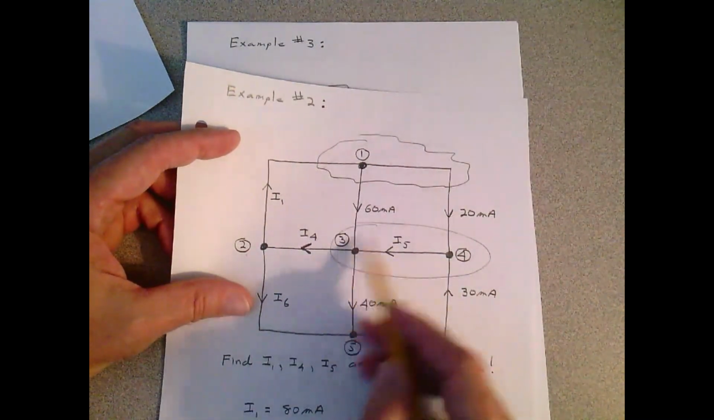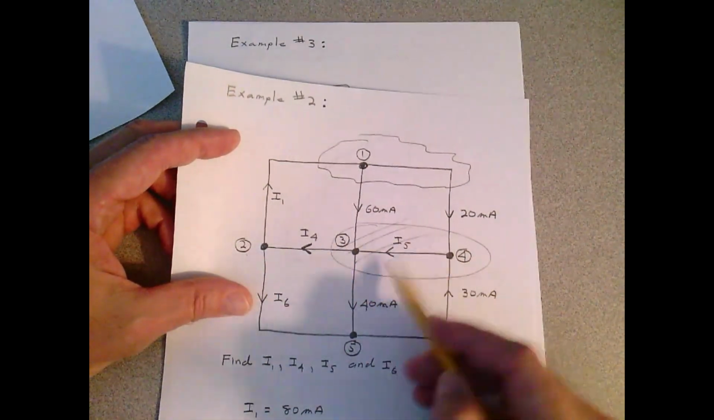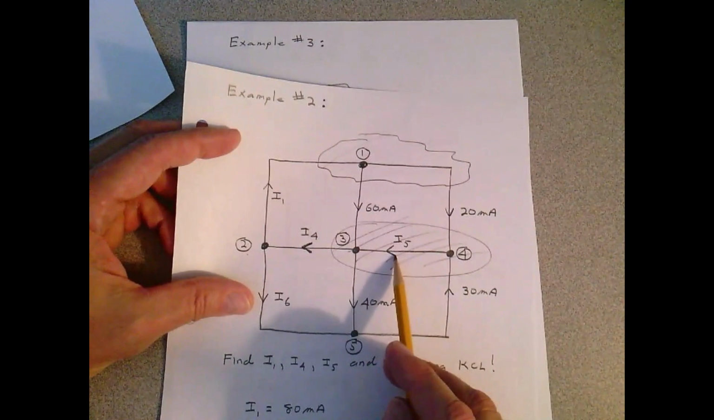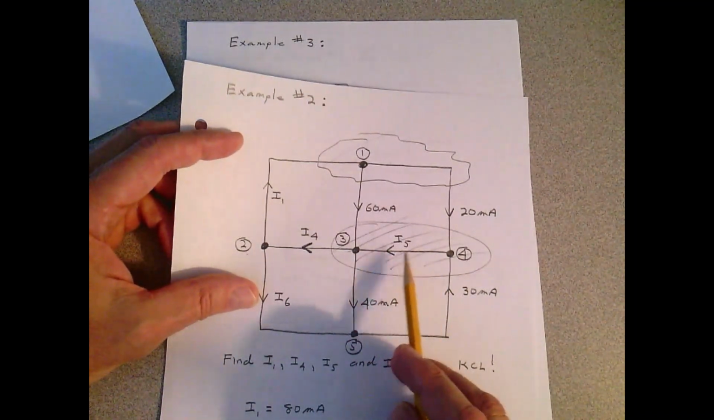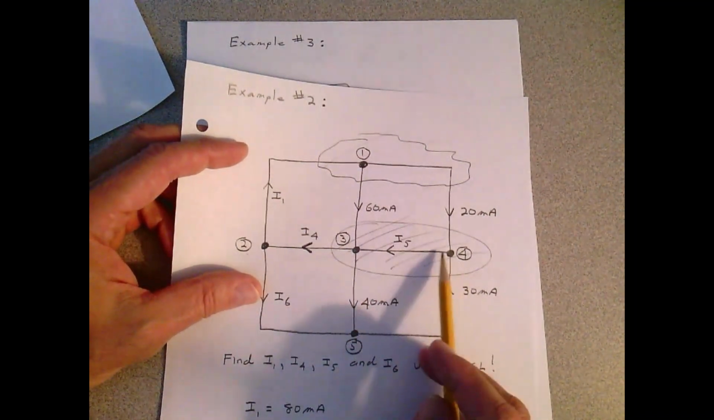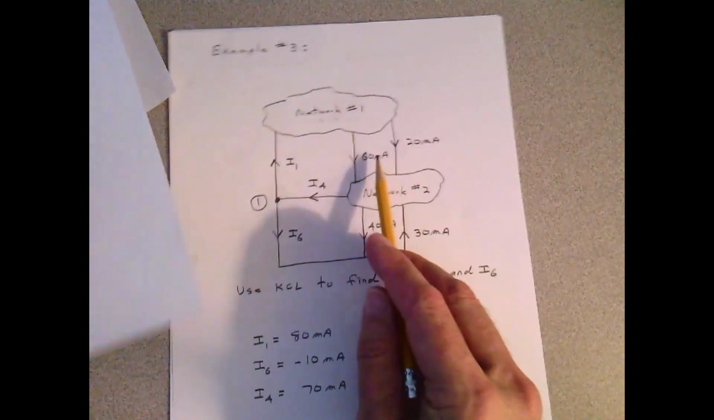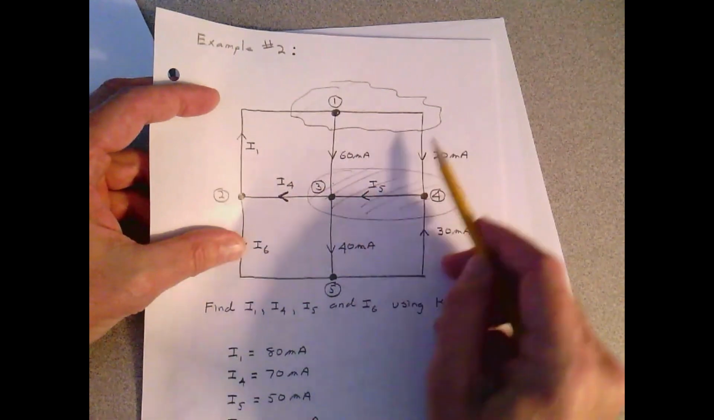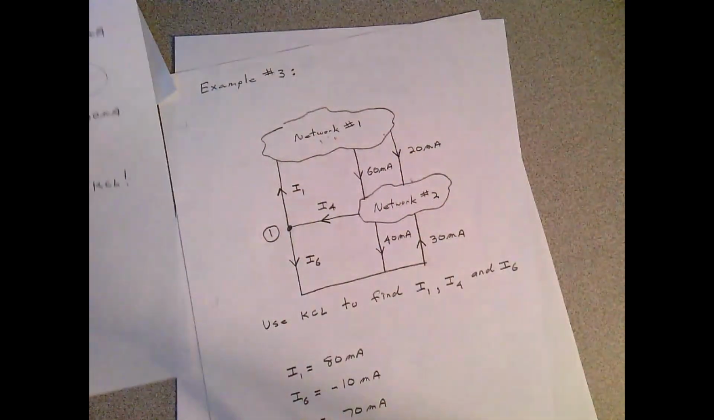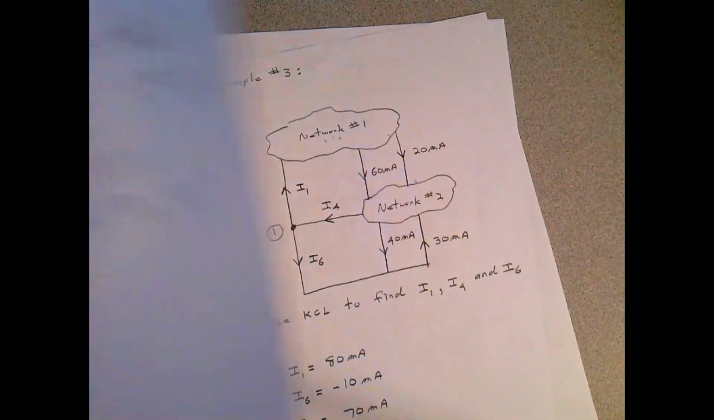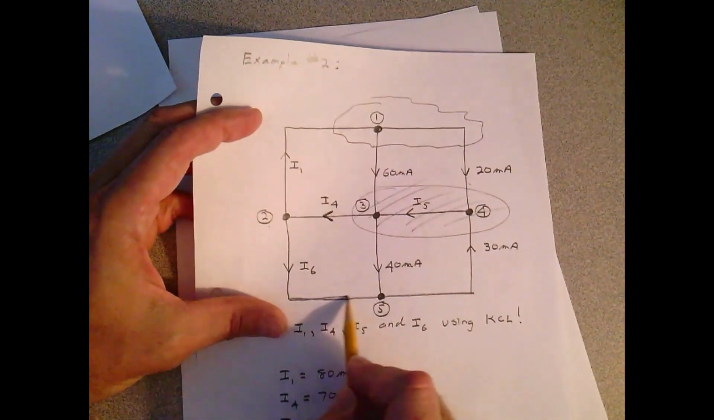It could be a lot of things in this area, not just the resistors here. It could be transistors, resistors, diodes, or capacitors. But I'm going to put that all in network 2. And then I have my 60 milliamps going between the networks and my 20 milliamps going between the networks. And I'm keeping this point here, this point 5, down here.